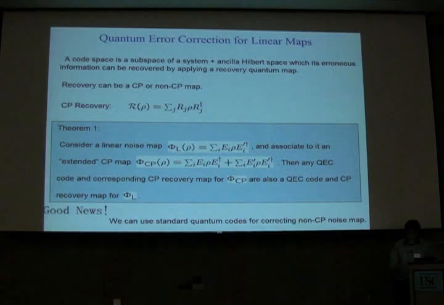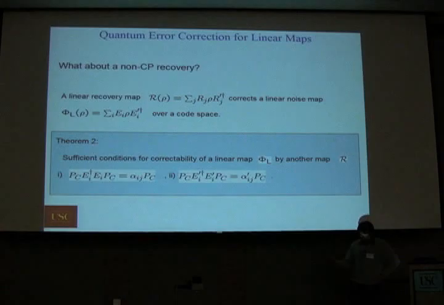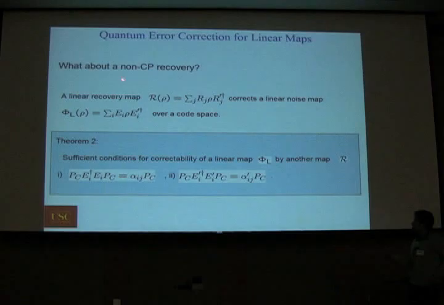The other issue that I talk about is the idea of non-CP maps. I'm looking for a non-CP linear map. So I take this general form for the recovery that is going to correct this linear noise map. What we could prove was just a sufficient condition: under what condition on this noise map we can find Rj and R prime j operators, such that R corrects phi L. So if these two sets of conditions are satisfied, then we can explicitly construct Rj and R prime j based off Ei and Ei prime.